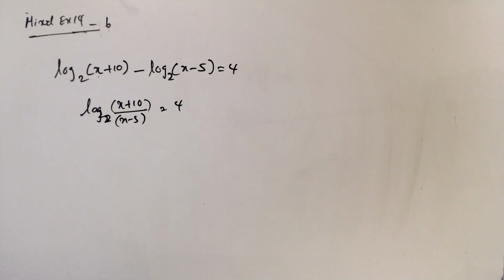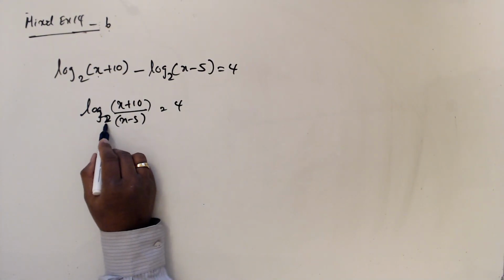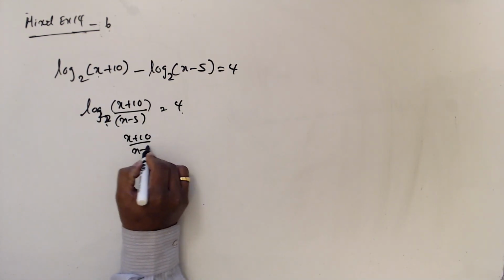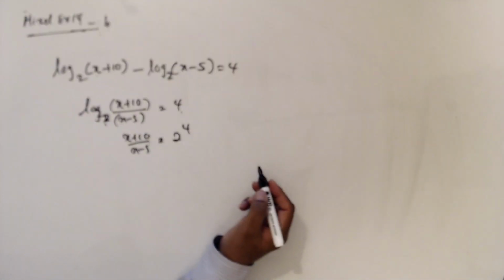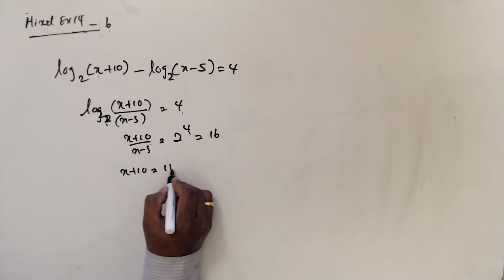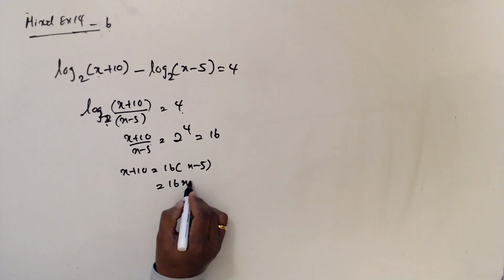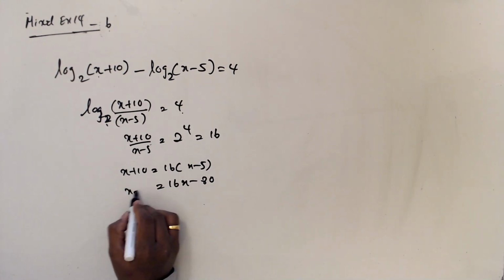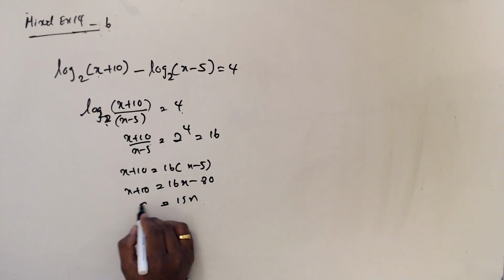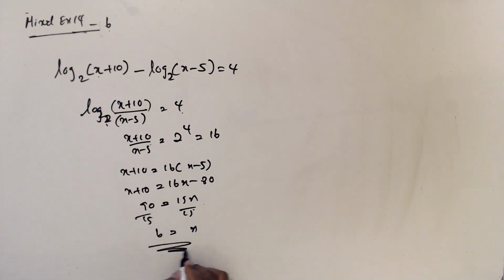Now we have to come out of log. This is the base, this is the power. So (x plus 10) over (x minus 5) equals 2 to the power 4, which is 16. x plus 10 equals 16 times (x minus 5). 16x minus 80 equals x plus 10. So this is going to be 15x equals 90. Divided by 15, x equals 6.